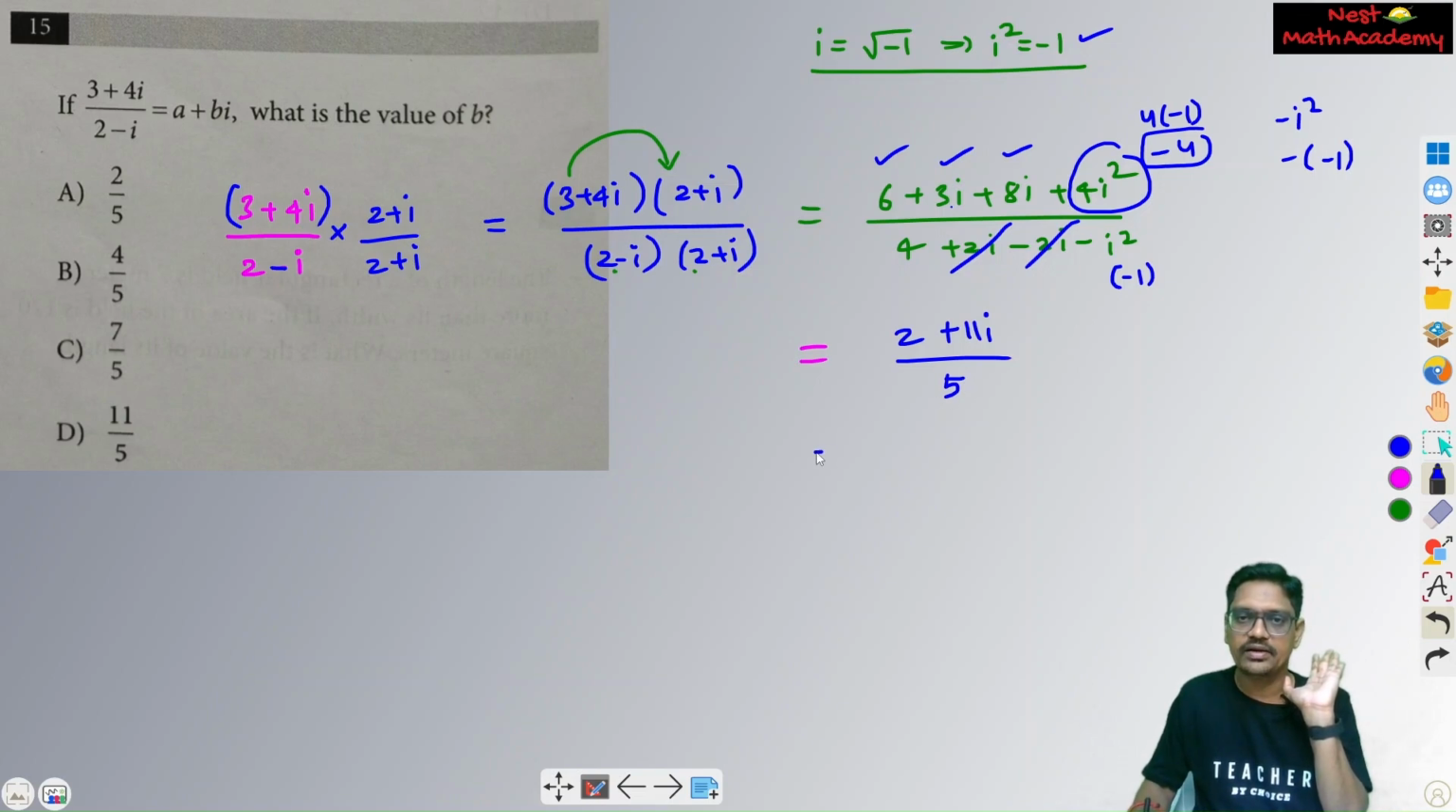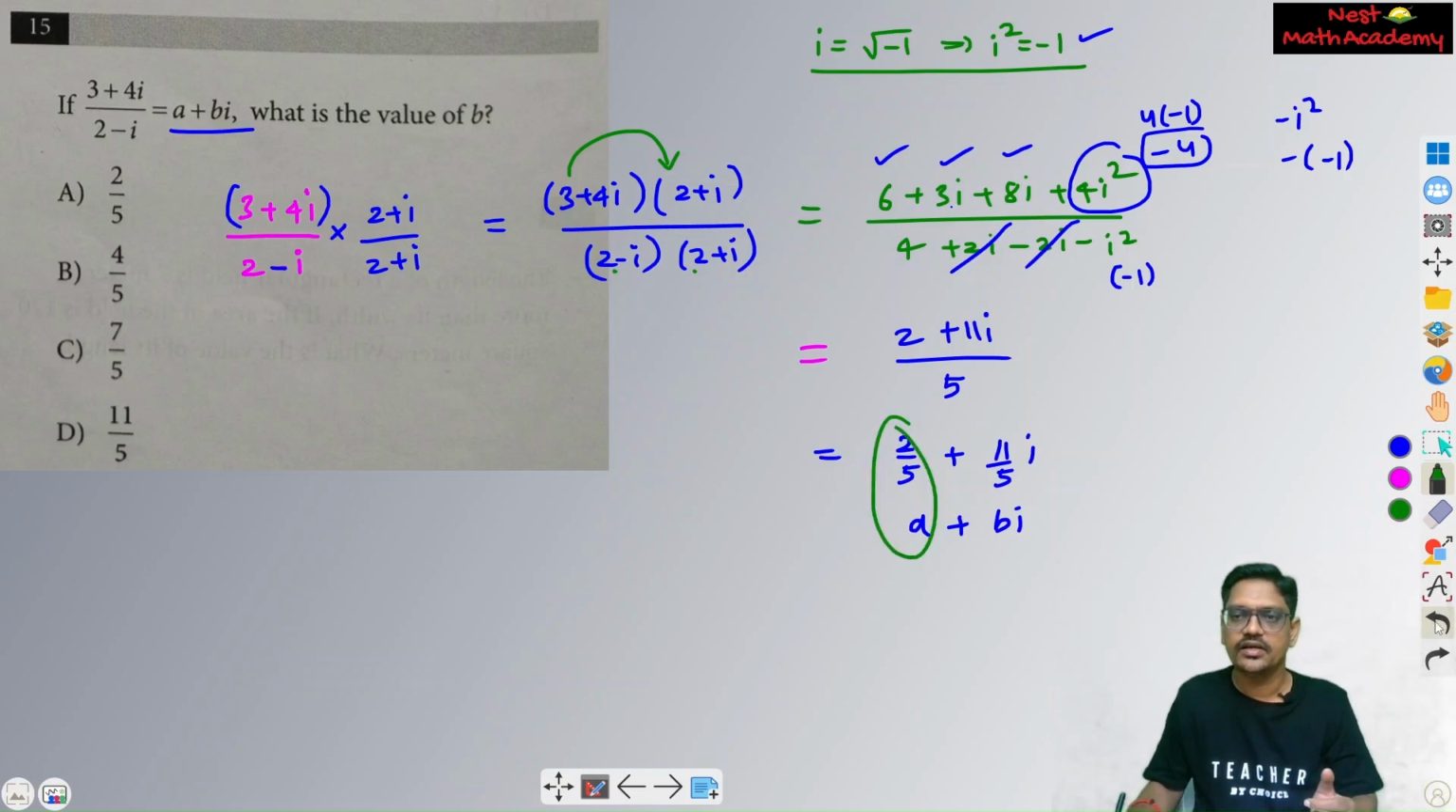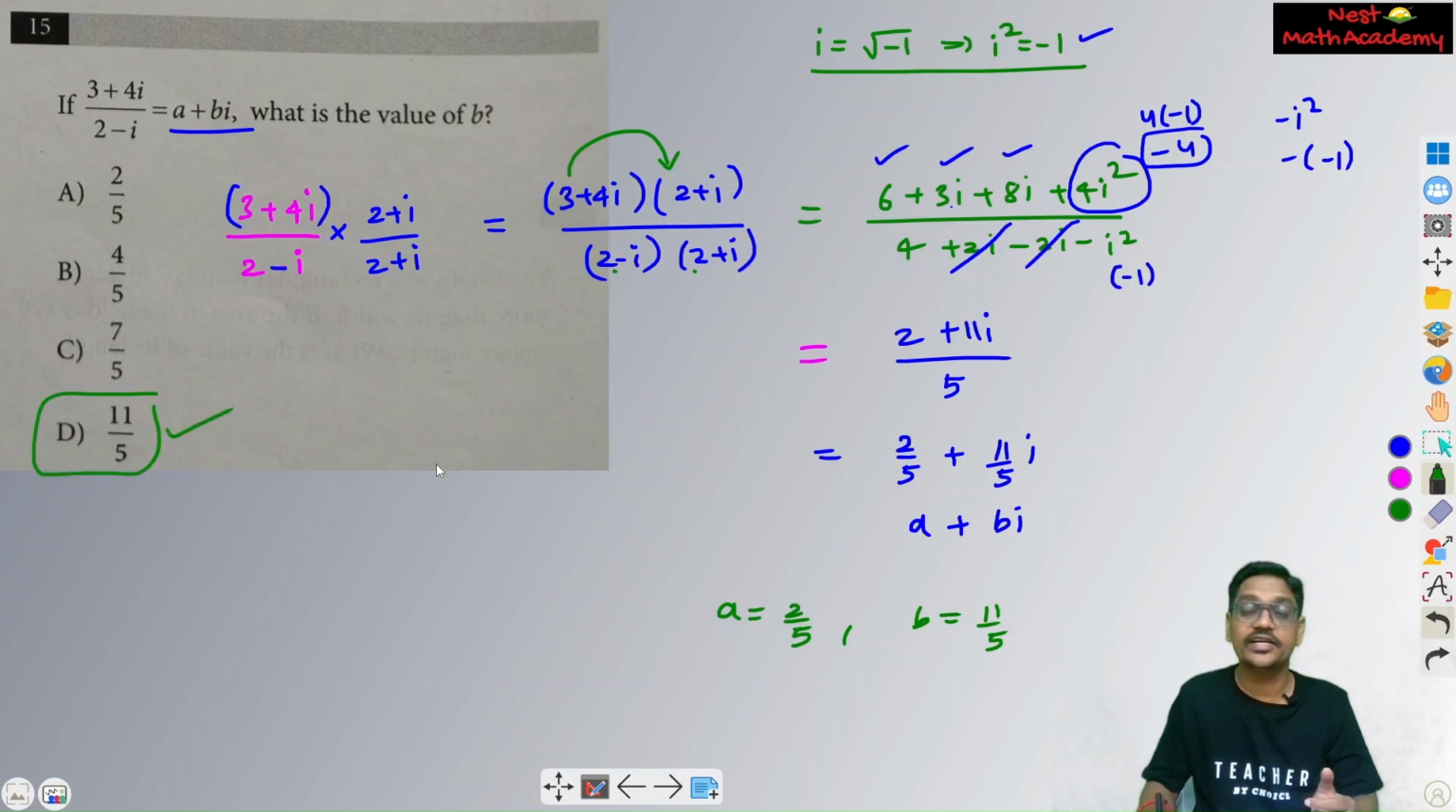Now break it in the middle. Write the real part and imaginary part separately: 2 divided by 5 plus 11 by 5 i. This is exactly looking like a plus bi. They are saying that this is equal to a plus bi. Now compare the real part with real and imaginary with imaginary. A is 2 by 5 and B is 11 by 5. They're asking for B. So B is 11 by 5, option D.